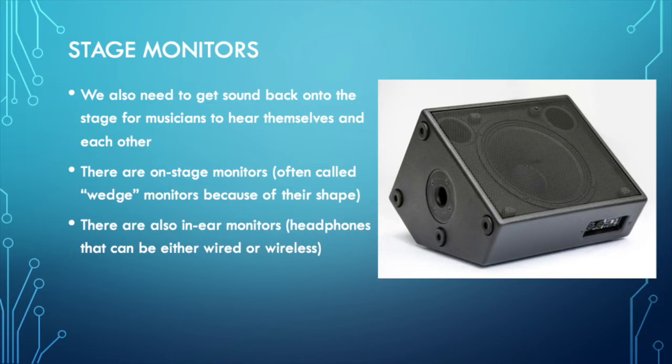Stage monitors are often called wedges, as you can see in this image. They're called wedge monitors, or sometimes just wedges, because they have this wedge shape, and that shape is designed so that it sits on the ground but points up at an angle towards the musician.